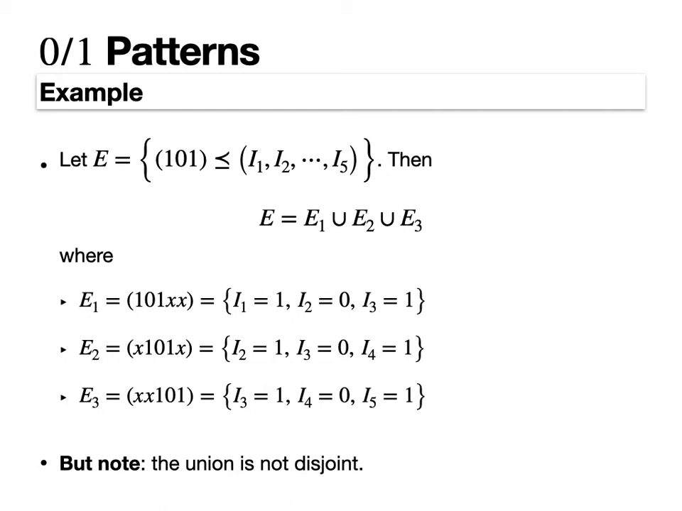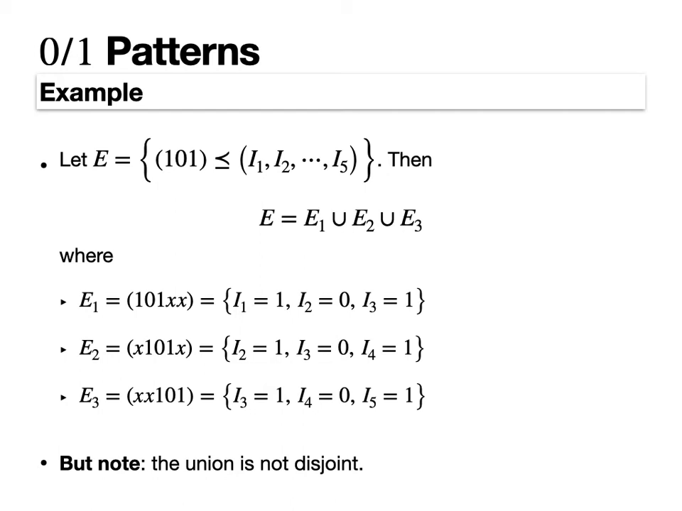Similarly, 101 could be a substring of the first 5 indicator variables if it occurred starting in position 2, right? So we'd be talking about the event X, 1, 0, 1, X. In other words, don't care about position 1, but position 2 needs to be a 1, position 3 needs to be a 0, position 4 needs to be a 1, and then I don't care about position 5. And then finally, the other way it could appear is that it could appear starting in position 3. So I would have X, X, 1, 0, 1.